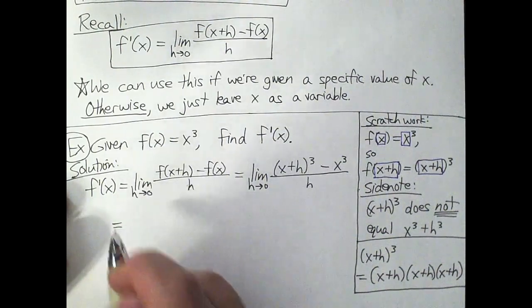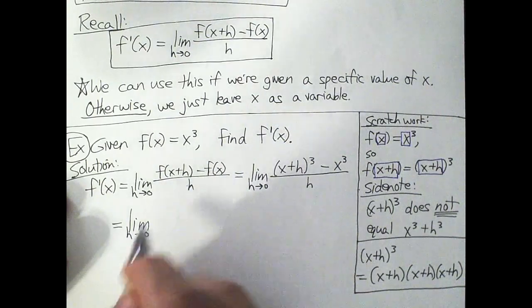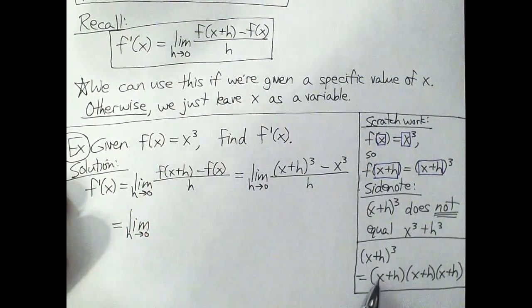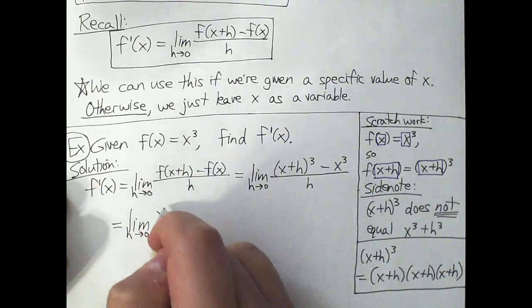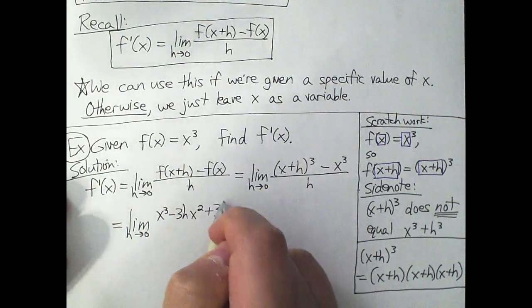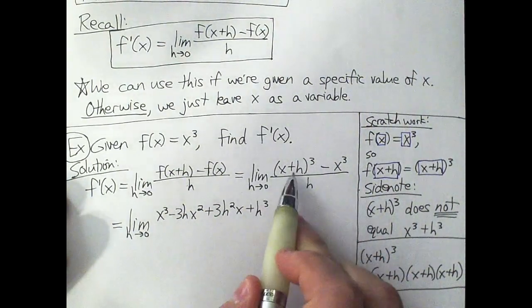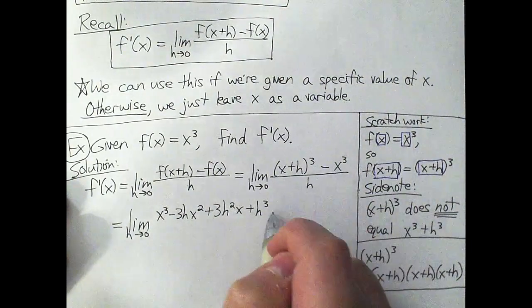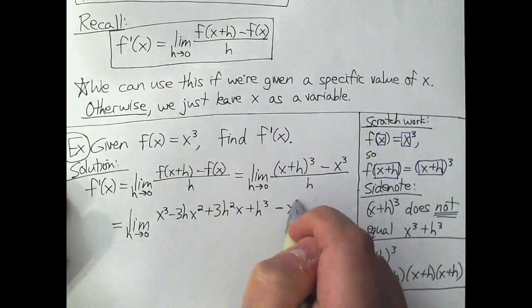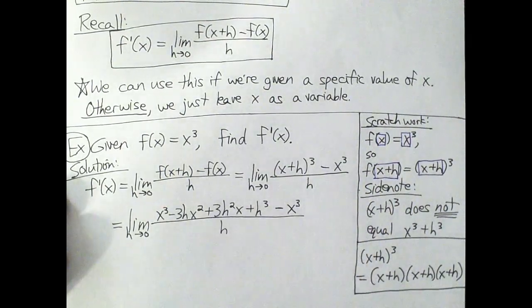Let's go to the next line, and I've expanded the x plus h cubed. You could do all this work if you need to, x times x times h, add it all up. You get x cubed minus 3hx squared plus 3h squared x plus h cubed. That is the expansion of this. And then you still have minus x cubed. That's the minus x cubed that was already there. And it's all over h.